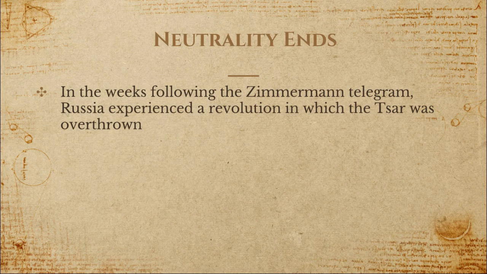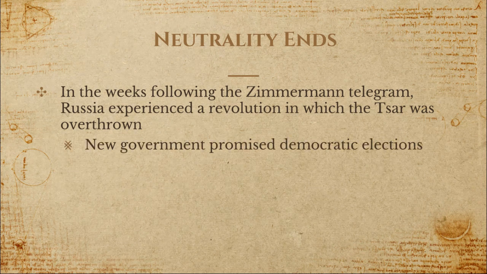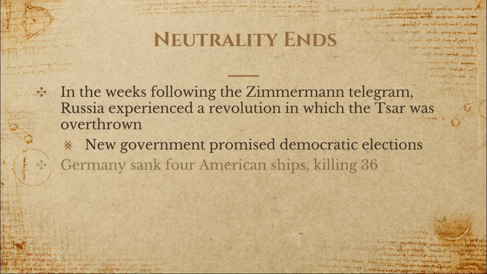Now, in the weeks following the Zimmermann telegram, several other events would occur that would push America closer to the war. First of all, Russia would experience a revolution in which the Tsar or leader was overthrown. And the new government that took control of Russia would promise democratic elections, which Americans obviously met with a positive response. Now, in addition, Germany would actually go back on its word and sink 4 more American ships, killing 36 more people.